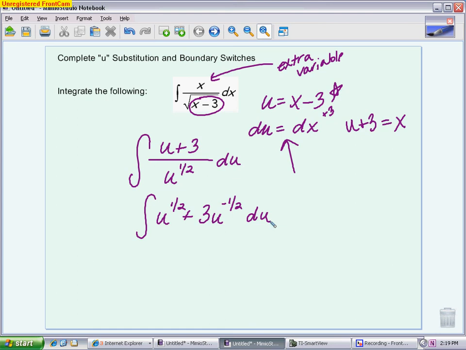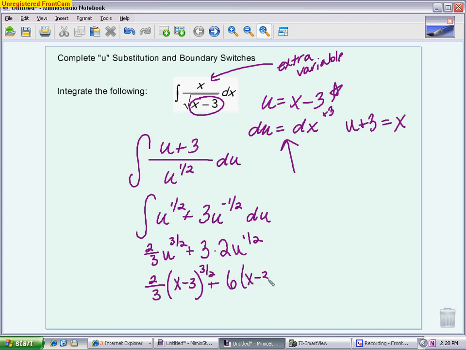Now we integrate as usual, power 1 greater divided by that power. We're going to get 2/3 u to the 3/2, and then plus 3 times 2 u to the 1/2. Clean it up a little bit. I'm going to write it as 2/3. I'm going to put the u back in, so the u was x minus 3. So I'm going to put x minus 3 to the 3/2. Plus, I'm going to multiply the coefficients, giving me 6, and then we have x minus 3 to the 1/2 plus c.